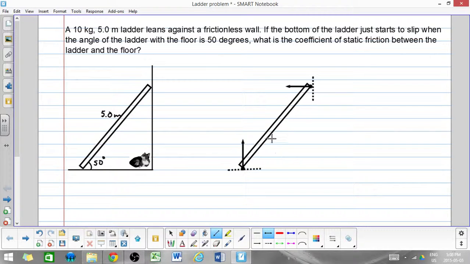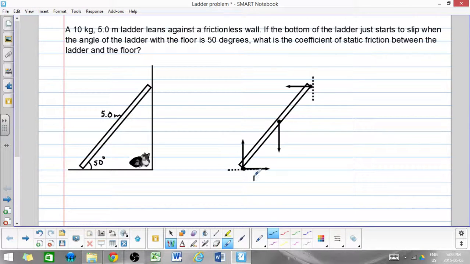You also have to consider the weight of the ladder. We assume a uniform ladder, so we put that force vector right in the middle. And then finally, friction. No friction with the wall, but with the floor, the bottom of the ladder is trying to slip off to the left the way we've drawn it. So to resist that, we have a force of static friction pointing to the right.